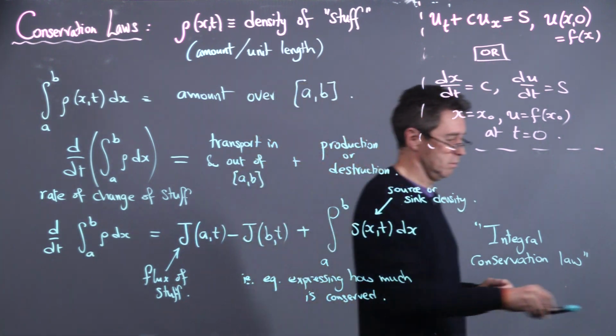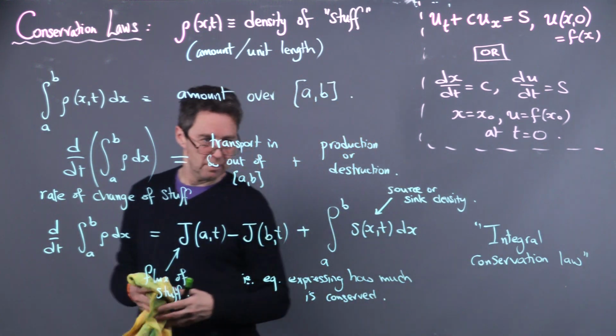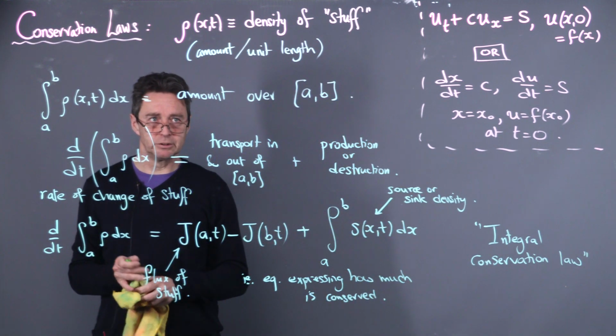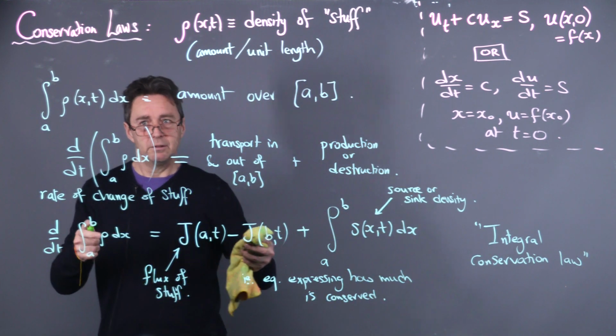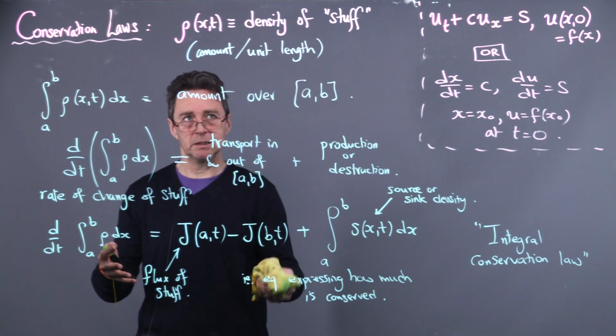However, having said that, there is a differential version of this. So there's a differential conservation law that I'll derive in a minute. And that's the connection from here to here. Okay. So we've got stuff. It's moving around and it could be produced or destroyed. We have a conservation law, an integral conservation law that's describing that mathematically.